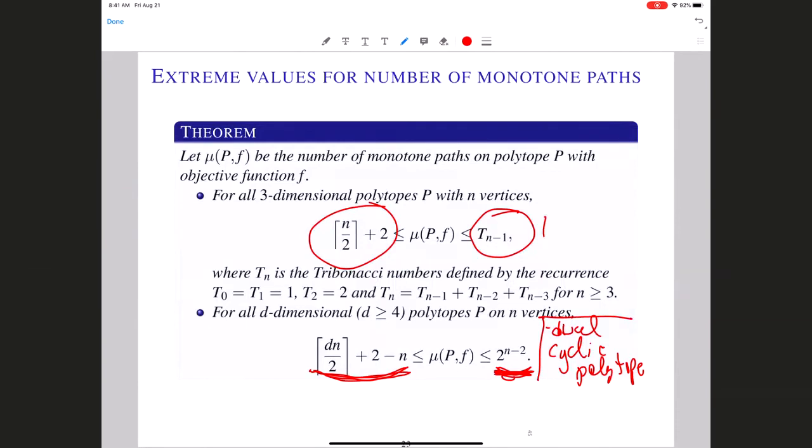I mean, the graph of the polytope in that case is a tournament, right? In terms of graph theory, the graph of the oriented graph you're dealing with is a tournament. And that's how you can get 2 to the n minus 2 different monotone paths there.